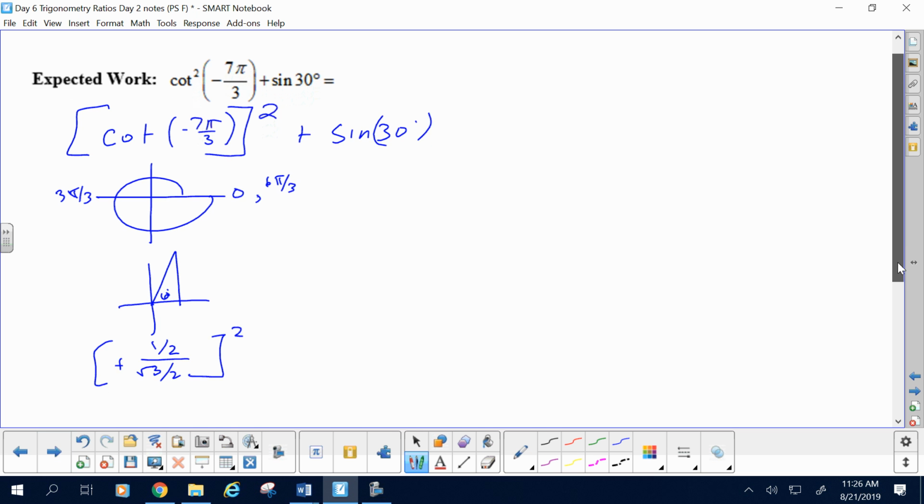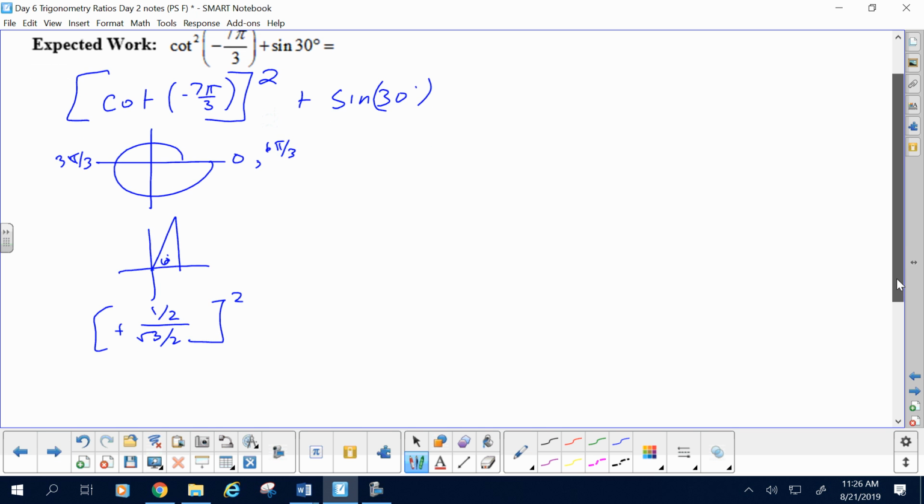Do you want to carry that out and finish it up, or go on to the sine of 30? I don't care either way. Finish it. Okay. I get 1 over root 3 if I multiply by 2 top and bottom to get rid of the fractions. And then if I square that, it eventually ends at 1/3.